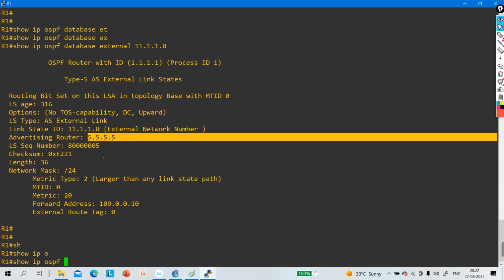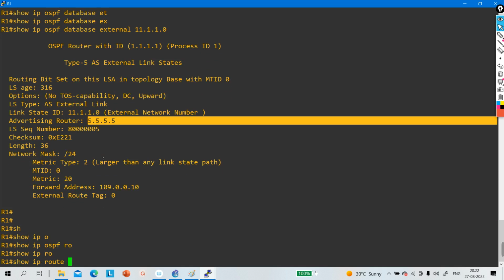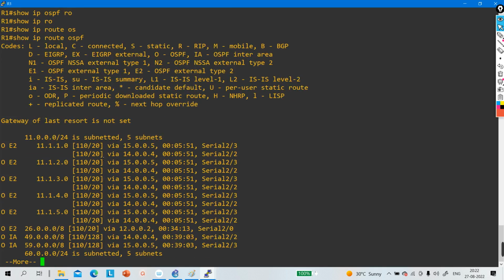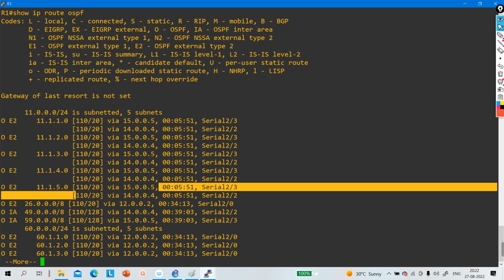So, show IP route OSPF. See 11.1.1.0 is reachable via router number 4 also, and reachable via router number 5 also. This network also, this network also, this network also, this network. Okay. So if you have watched my LSA video that I have posted in day 1, right, then it's very clear to you, right? Type area concept in OSPF.